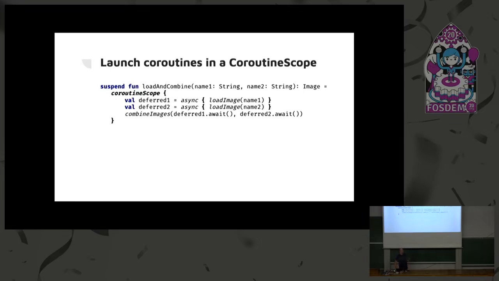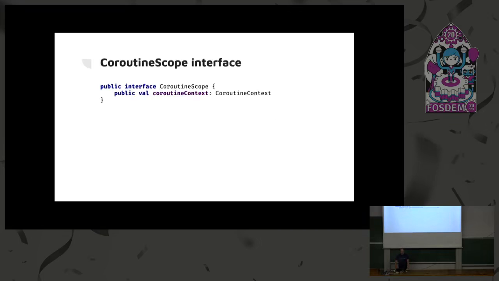We don't really need to go into the details here. I'm going to talk a little bit about async in a moment. So, coroutine scope, what is it?